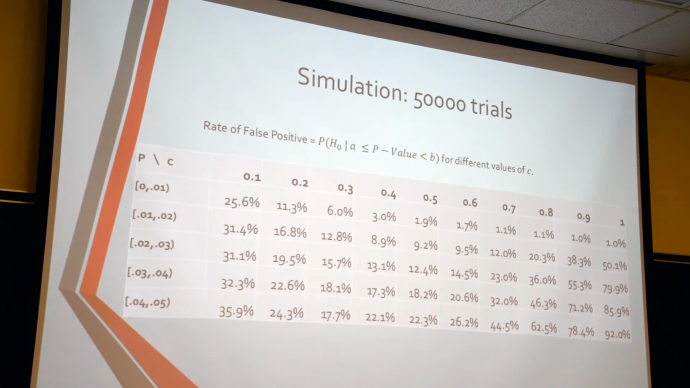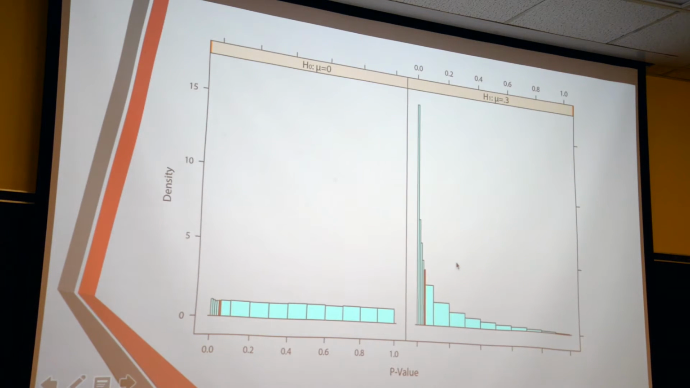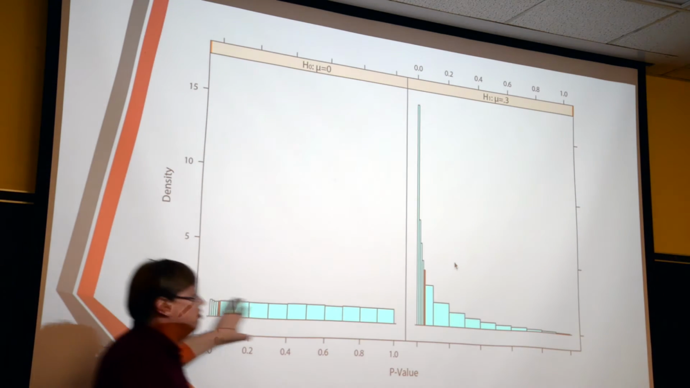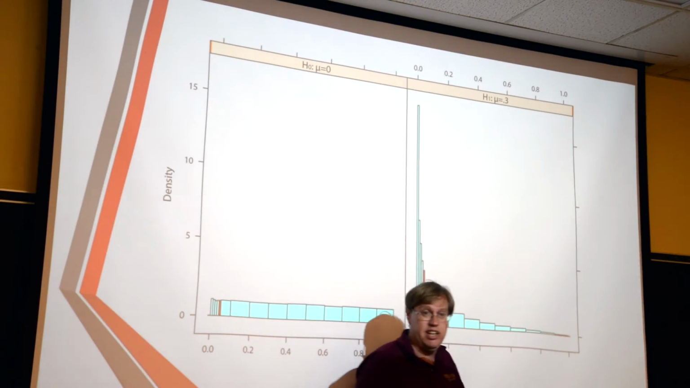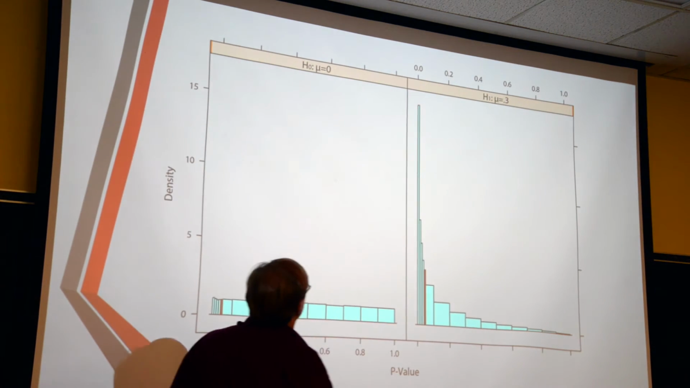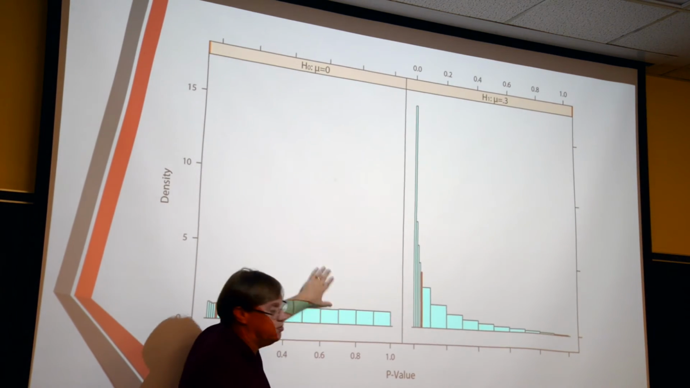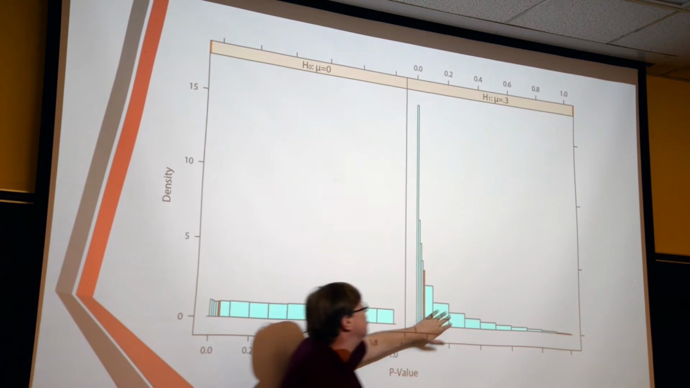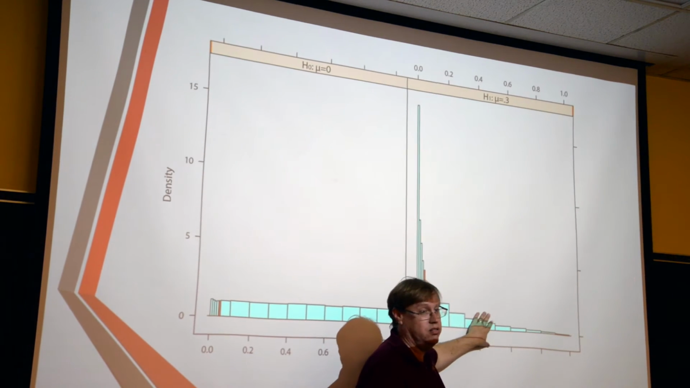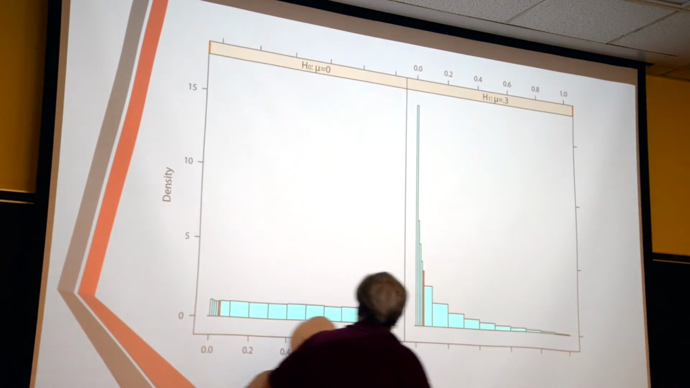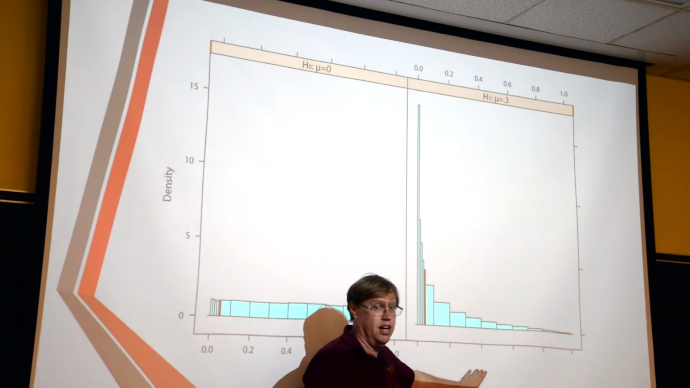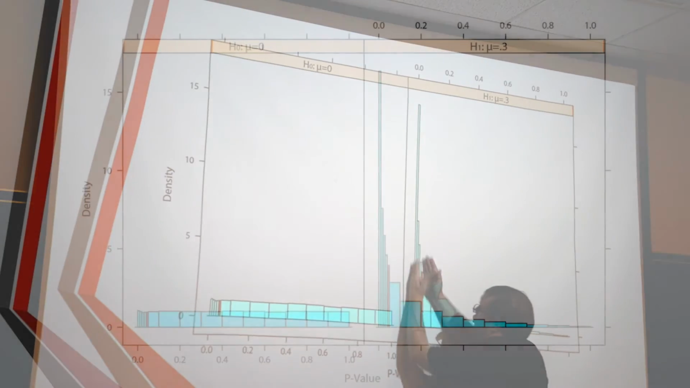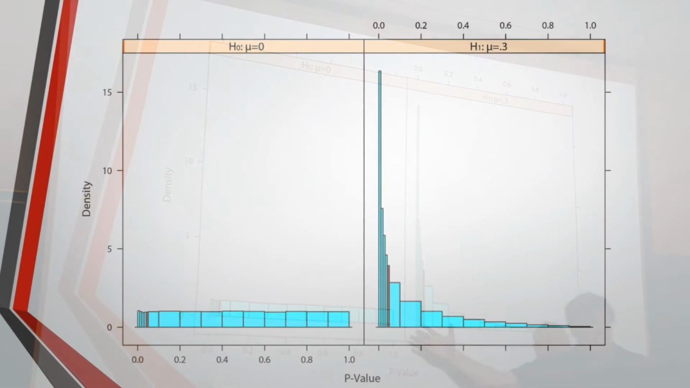So maybe we don't understand what these numbers are representing. Here is a histogram of the p-values that we get from the simulation. These are the ones from the null hypothesis, mu equals 0, and these are the ones when C was equal to 0.3, so mu is equal to 0.3. Under the null hypothesis, it's uniform, as expected. And under the alternative hypothesis, it's squished close to 0, as expected. That's what we want to see.